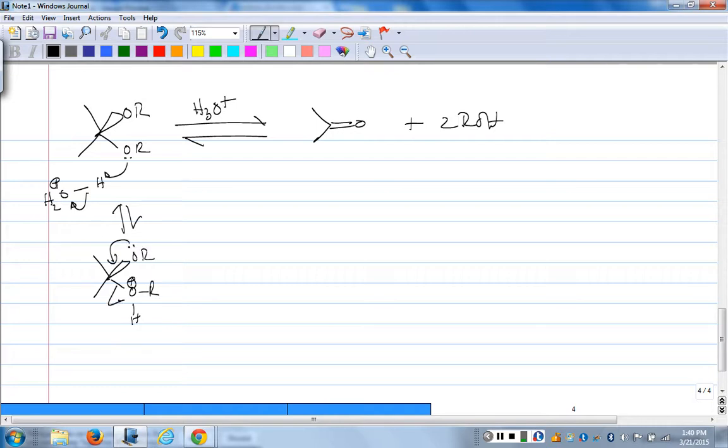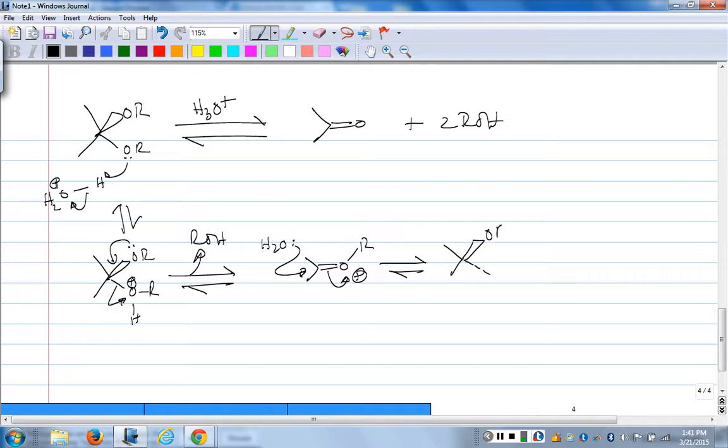Then I would lose the alcohol, and of course loss of the alcohol is in equilibrium. That would make the activated carbonyl, which would be scavenged by water, because we're in aqueous acid. Water will attack. An attack by water or an alcohol on something positive is in equilibrium. That will generate OR and OH2. Right, some base, water, will come in, suck the proton off, and I'm at the hemiacetal.